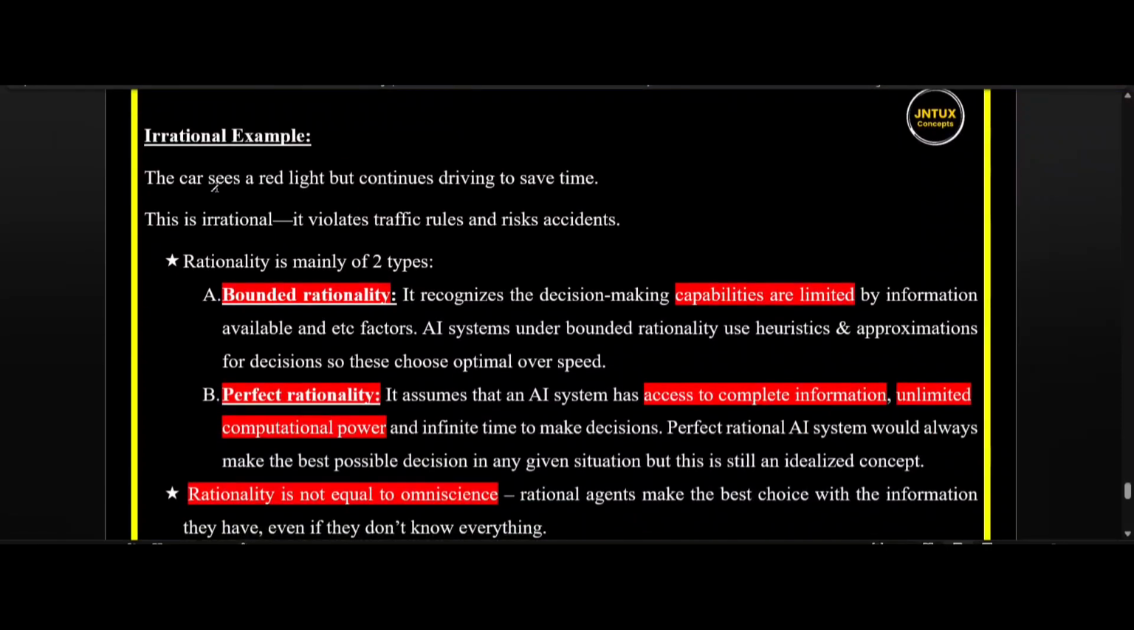So let's go to the irrational aspect. For the same example, the car sees a red light but continues driving to save time. This is irrational. It violates the traffic rules and there is a risk of accidents. So the self-driving car doesn't stop when it senses the red light. This situation becomes irrational because it breaks the traffic rules and pushes the people sitting in the car into the risk of getting into an accident.